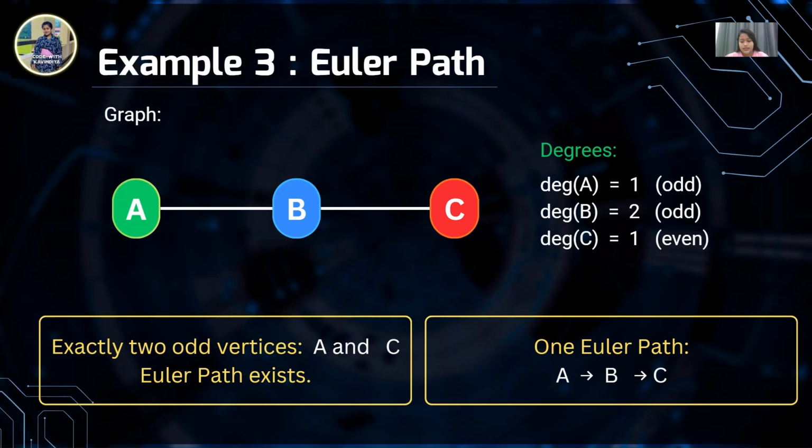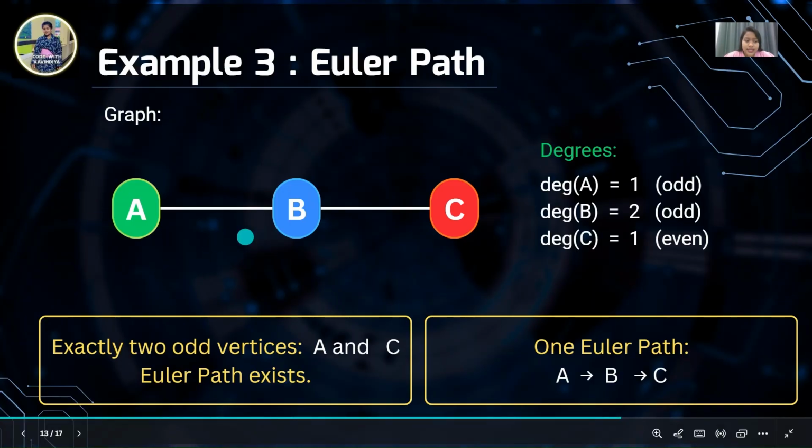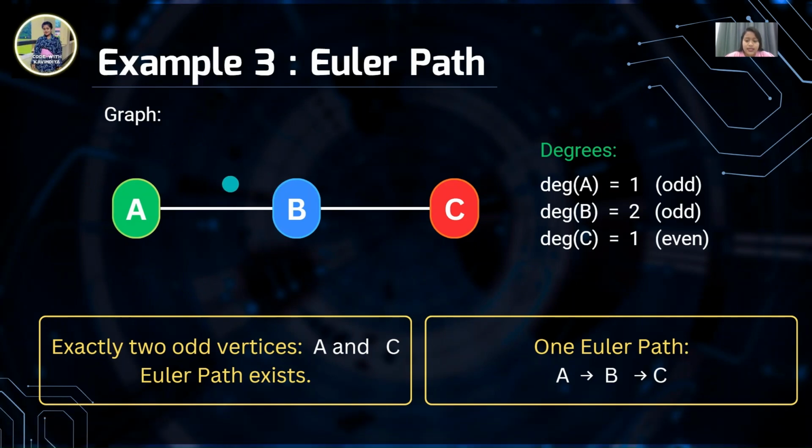First, count the degrees. Vertex A has one edge, so degree is 1. Vertex B has 2 degrees, 1 and 2. Vertex C has one edge, so degree is 1. Notice that A and C have odd degrees. Exactly two vertices have odd degrees. Whenever a connected graph has exactly two odd degree vertices, an Euler path exists.